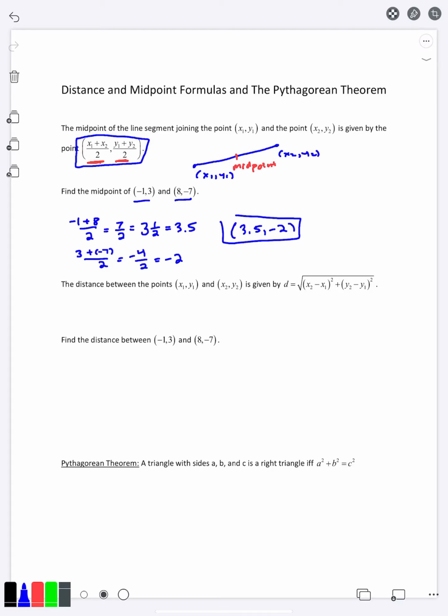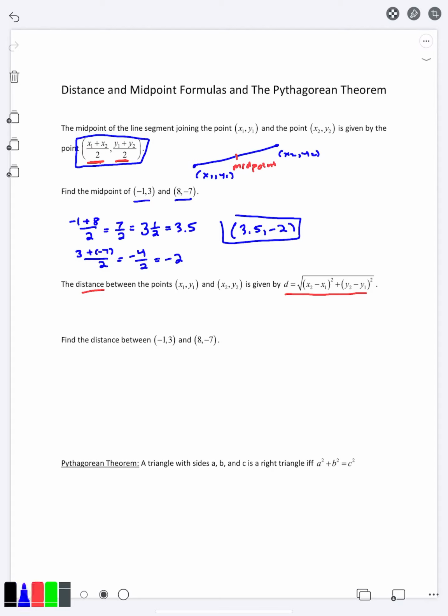The next formula we have here is something called the distance formula. And it looks a bit more complicated here. It's the square root of (x2 minus x1) squared plus (y2 minus y1) squared. It's a little bit of a mess at first, but once you get the hang of it, it's not so bad. So I'll give you an example here.